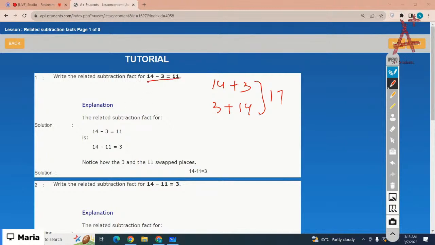So what you have to do for the subtraction facts, you can do subtraction facts like this. You have 14 minus 3 equals 11, right? You have to move this number here. 14 minus 11 equals 3. The numbers are same, just their position, but you cannot swap like 14 and 3. You have to move the number that is on the other side of the equality. You have to swap these two numbers, right? The smaller one and this number.